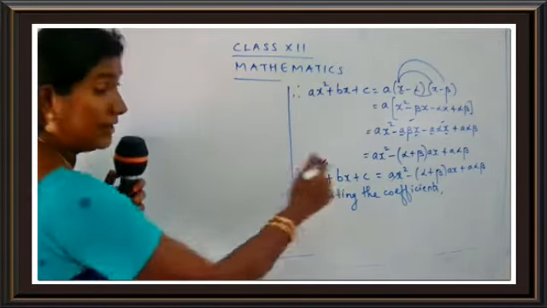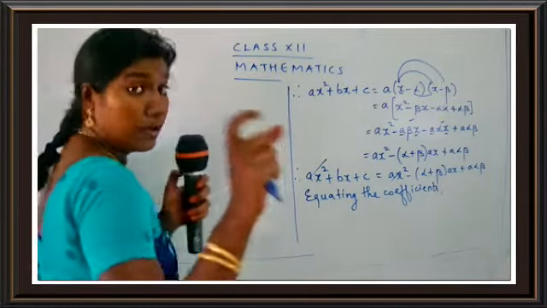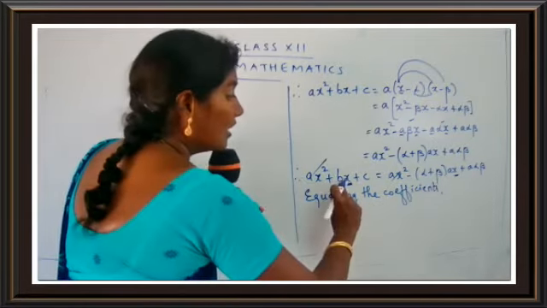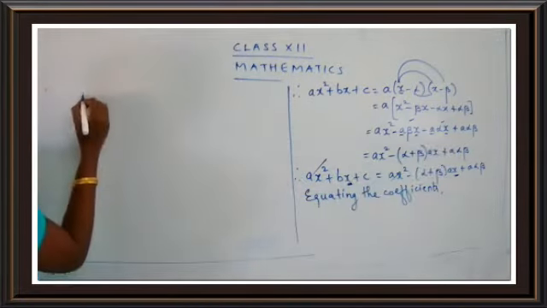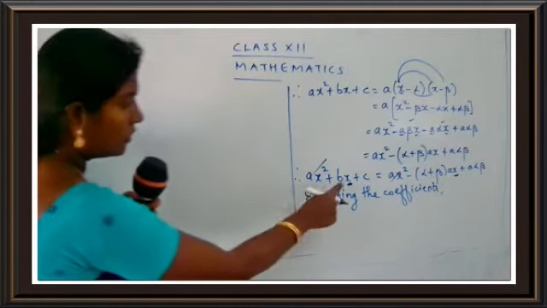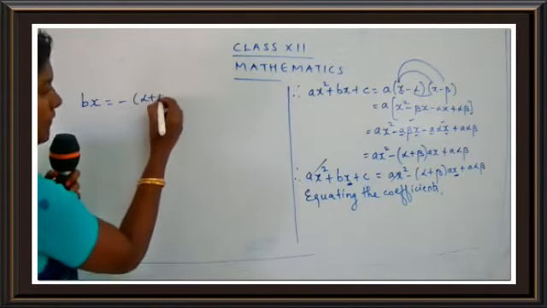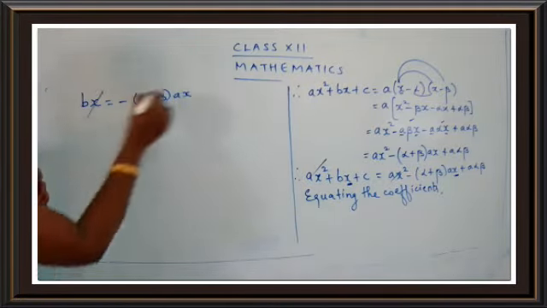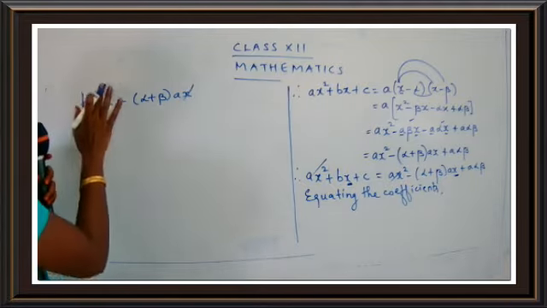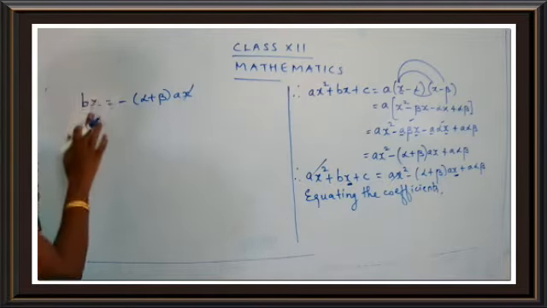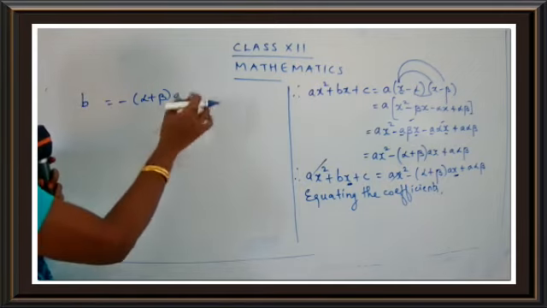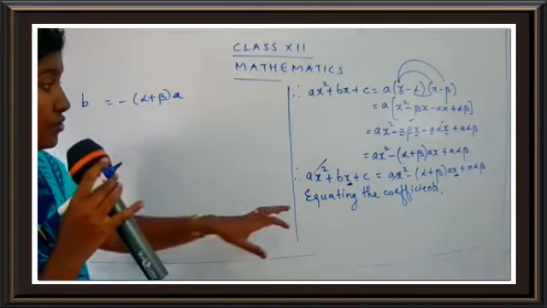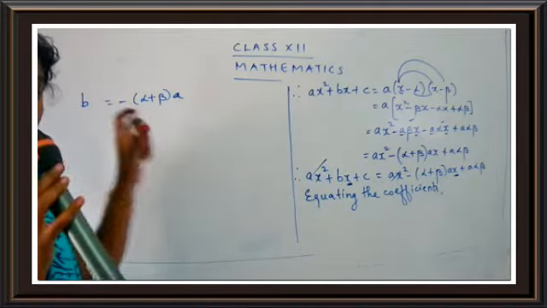I'm going to equate the terms with the same coefficient. So this is x and this is x, so I'm going to equate these two terms. So what I get here, bx is equal to minus alpha plus beta ax. Okay children, this is what we have. Now here the x term and the x term go off, so no need of taking x at all. We are just going to equate the coefficient.